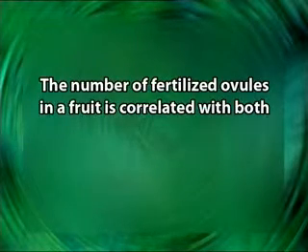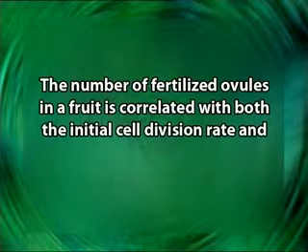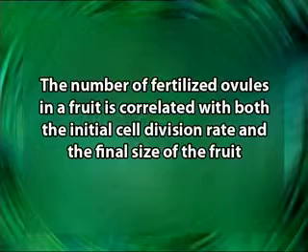The number of fertilized ovules in a fruit is correlated with both the initial cell division rate and the final size of the fruit. In most fruits, cell division occurs in the first several weeks after flowering and represents the first 20 to 30% of the fruit's growing season.